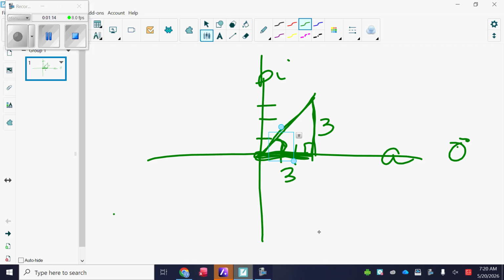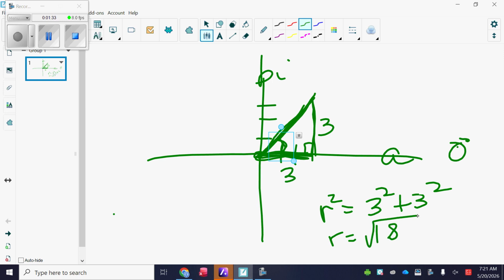R is how far you are from 0. So the r is the hypotenuse right here of the triangle. So the r is just a squared plus b squared equals c squared. And the r, therefore, is 9 plus 9, 18. It's the square root of 18, which is reduced to 3 radical 2, because 18 is 9 times 2, and you pull the 3 out. Okay? The theta you should recognize as 45 degrees because the opposite and the adjacent are the same.